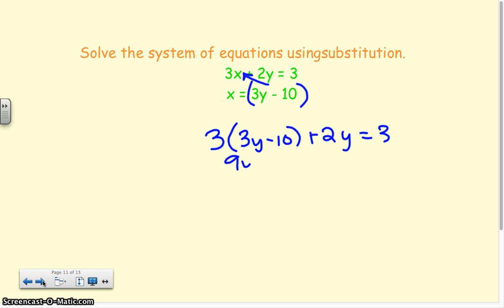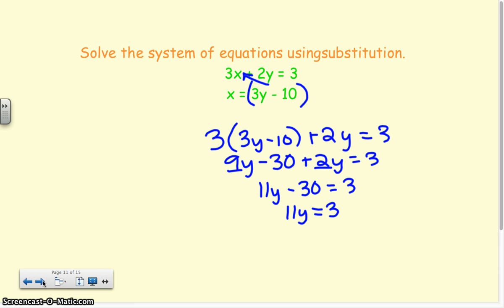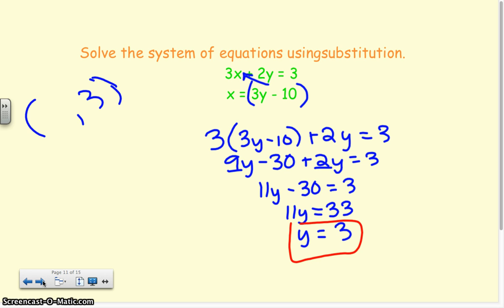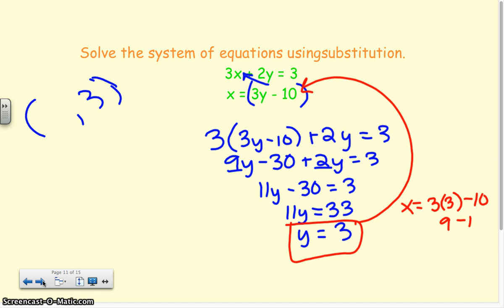Distribute: 9y minus 30 plus 2y is 3. Combine like terms, 11y minus 30 is 3. Add 30. 11y equals 33. And divide. Y is 3. Alright, now I need to find my x. I plug this right back where I started, and x is equal to 3 times 3 minus 10, 9 minus 10, negative 1. So my point of intersection is negative 1, 3.